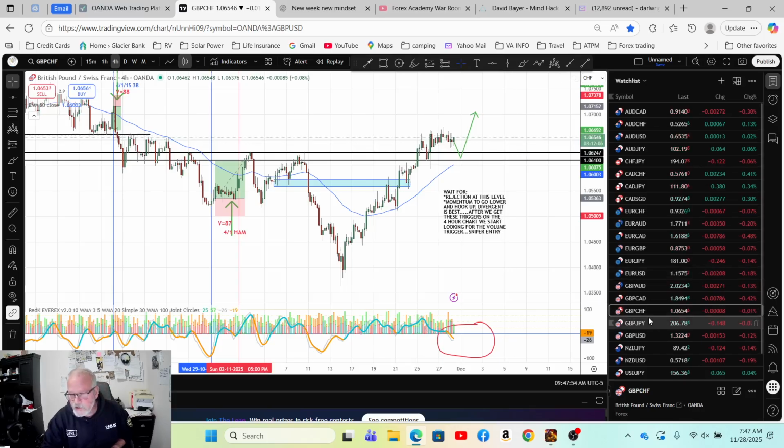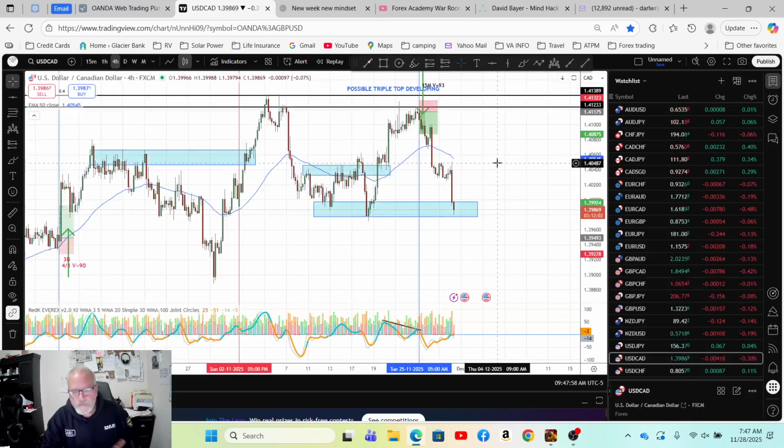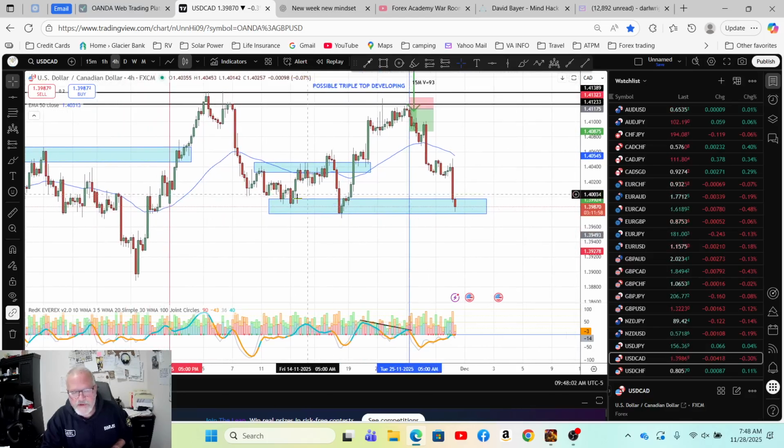Okay, Dollar to the Canadian dollar, the last one I wanted to show you. And here's another one. I'm watching it. I'm not really sure what's going to happen here. This is not a triple bottom to me. It would have to be the lowest point that I see.